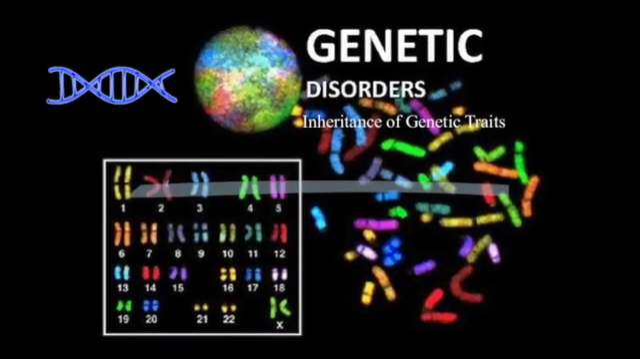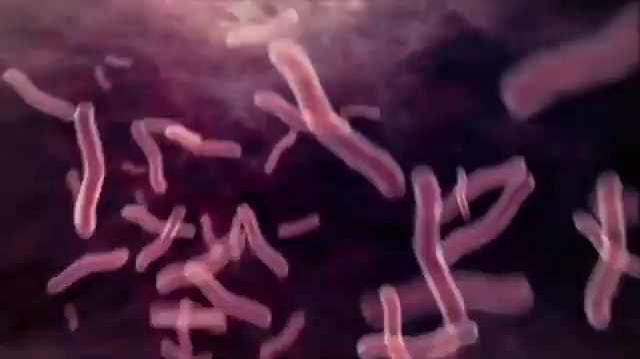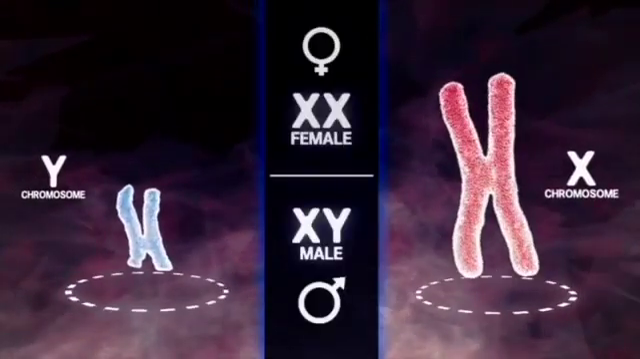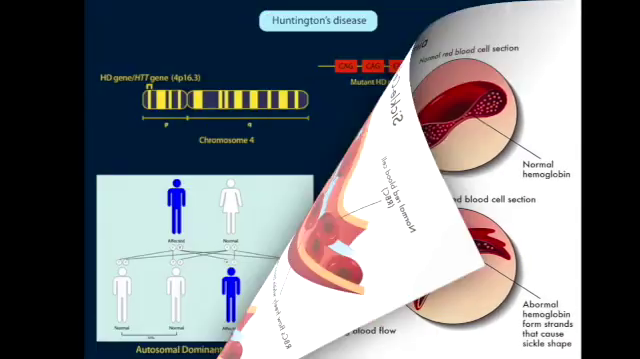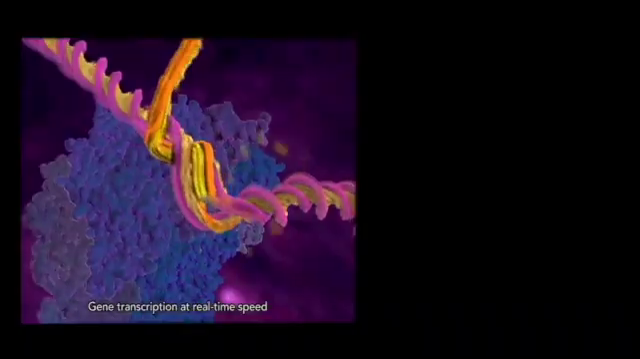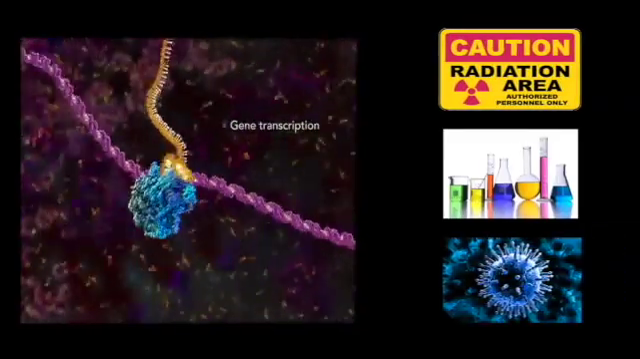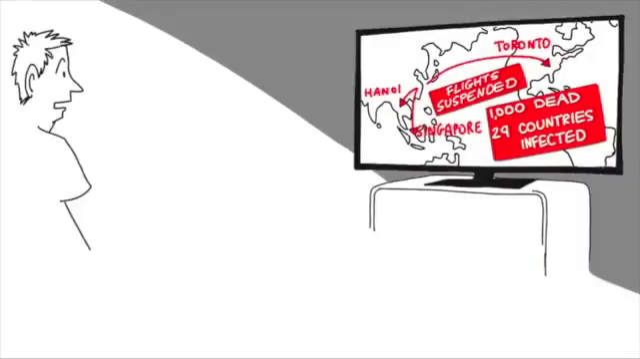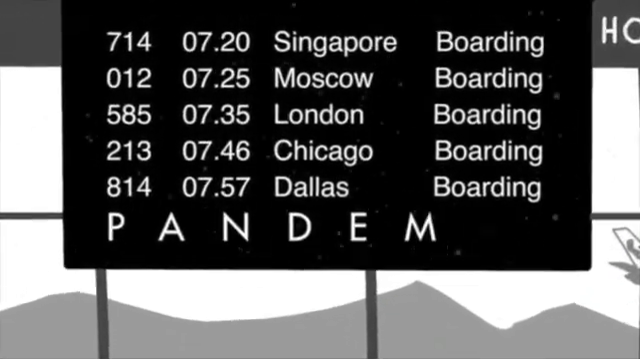So, how do genes lead to diseases? Sometimes, people inherit genes that do not work right. They cause these diseases. Sometimes, external influences change or mutate our genes. When this happens, it causes our next pandemic.